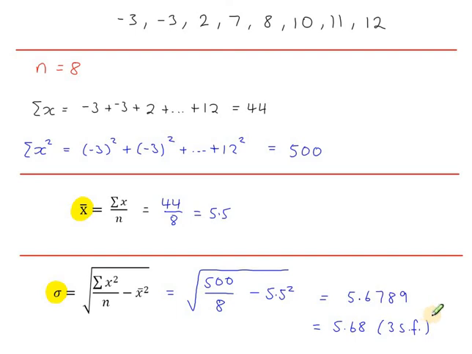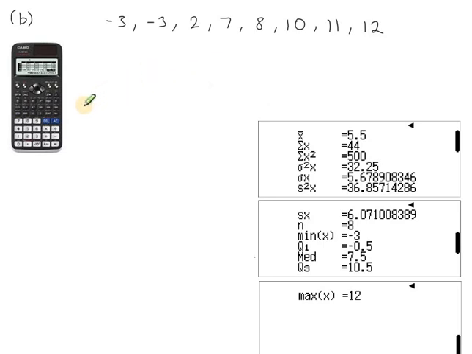It's worth noting that the units for standard deviation, the mean, and the original data are all the same. So if these values here represent temperature in degrees Celsius, then the mean is 5.5 degrees Celsius and the standard deviation 5.68 degrees Celsius. You can use your calculator to work out your standard deviation as well.